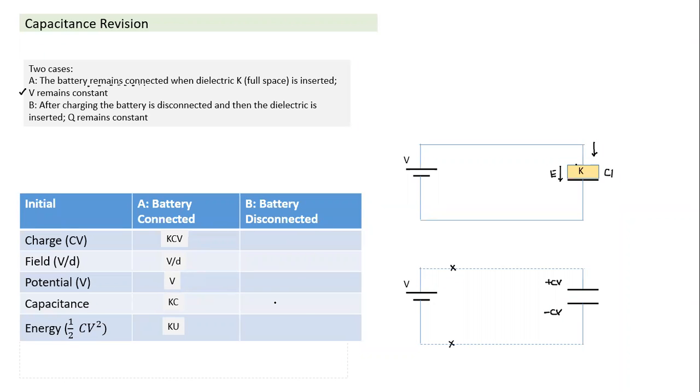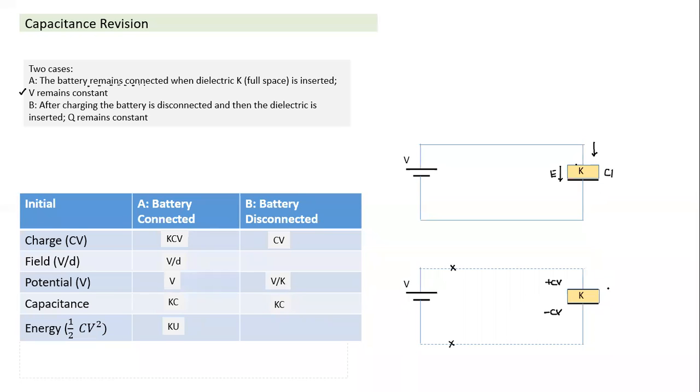Can we fill up all the parameters here? Should be easy. Let's put one by one, which are the easiest ones to put here. Of course, this will always be KC. Second thing, since the battery is disconnected, charge will remain the same. So yes, this is equal to CV. And once I have charge and capacitance, I can find out the potential difference. Potential difference has become V by K.